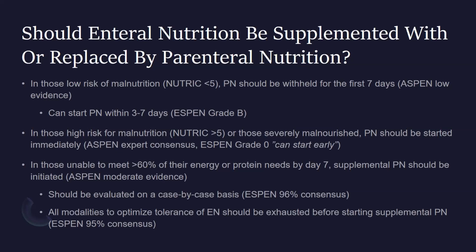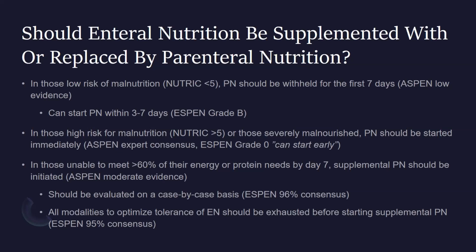The Europeans have softer wording, and they said just consider starting parenteral nutrition early rather than immediately. But both societies put out there that in those severely malnourished based on this Nutrix score who are not tolerating enteral nutrition, you should be starting parenteral nutrition early on in their course. Last point is in those unable to meet their energy needs, they essentially say that by day 7, if they're still not meeting at least 60% of their energy or protein needs, you should be supplementing with parenteral nutrition in addition to their enteral nutrition.